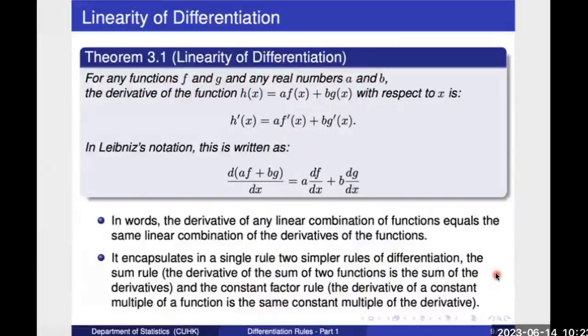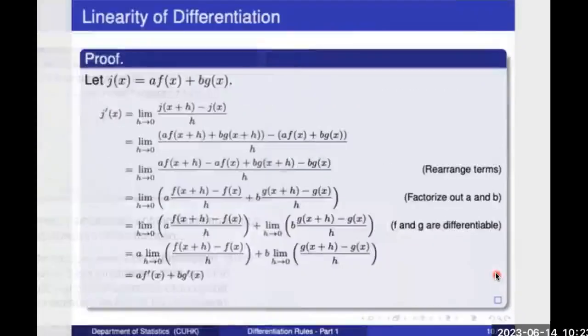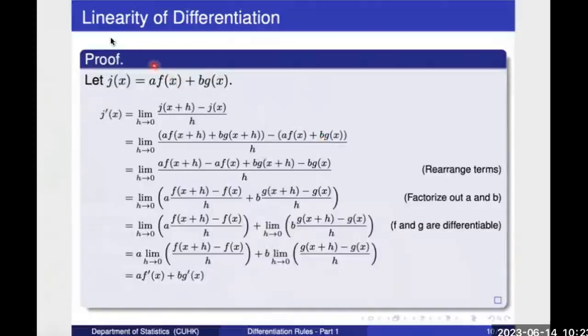This theorem can be proven by letting j of x equal a times f of x plus b times g of x, applying the definition of a derivative, rearranging terms, factorizing out a and b, and using the fact that f and g are differentiable.